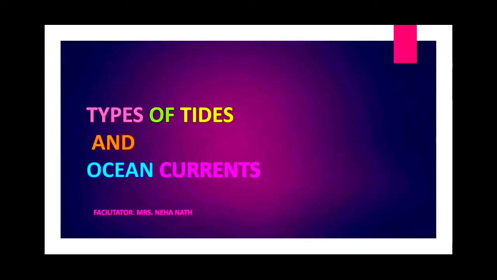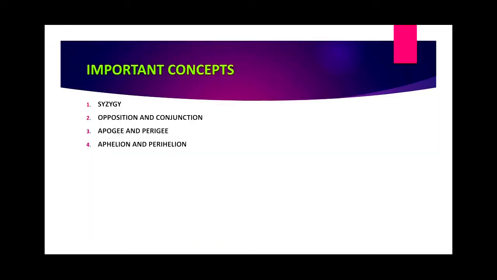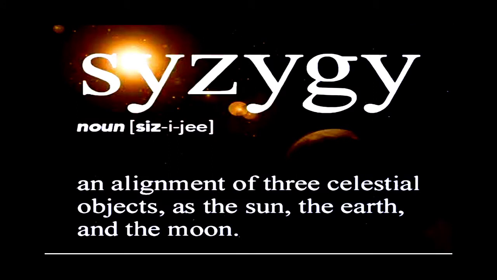So students, in this module we will learn about the types of tides and ocean currents. So let's begin. In the beginning we need to learn about certain important concepts to understand the types of tides. The first one is syzygy. Syzygy is an astronomical phenomenon when different heavenly bodies are aligned in a straight line.